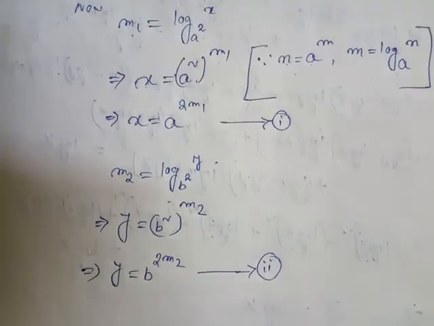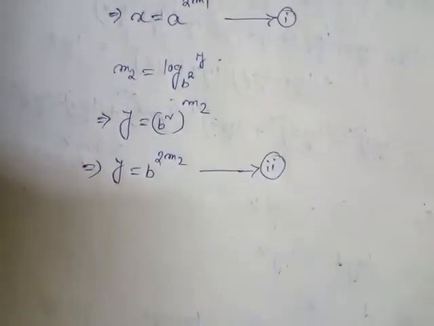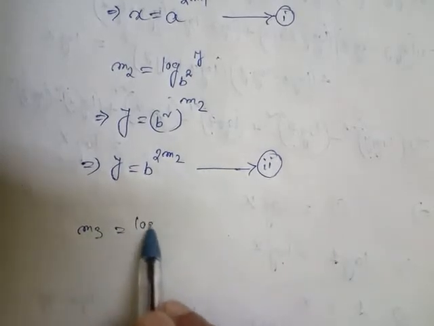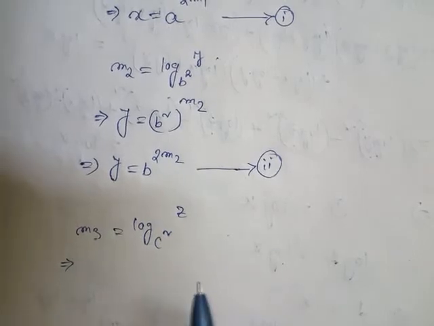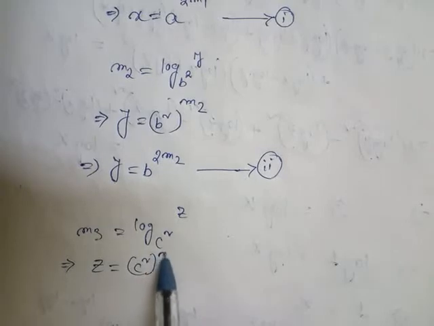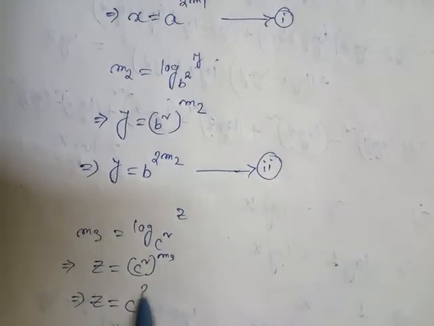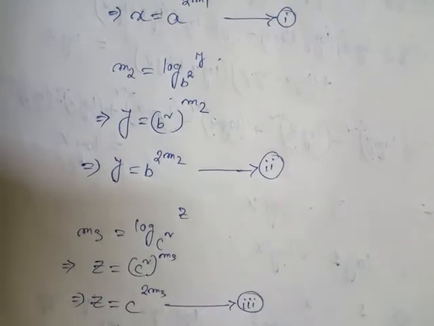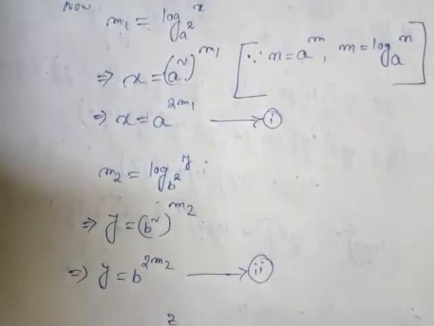Now similarly m3, using the same formula. Now look here, m3 equal to log base c square of z. Then here we can write that z equal to c square whole to the power m3. Now just multiplying this one, z equal to c to the power 2m3. This is our equation number 3. Here also using the same formula which I have used in equation number 1.